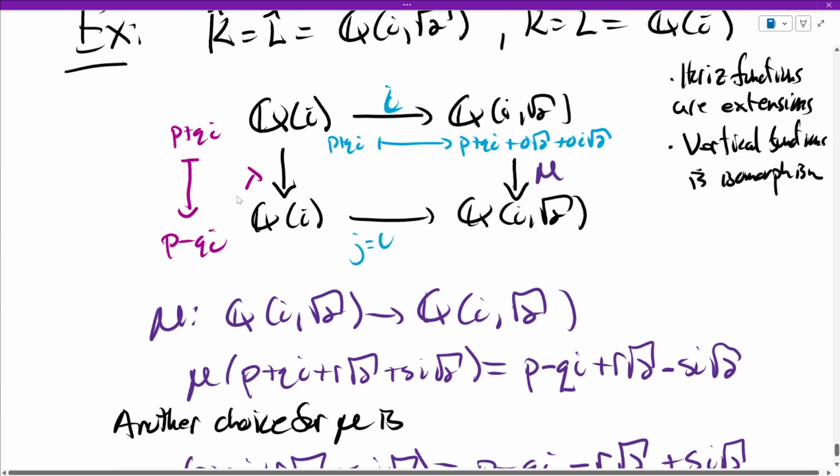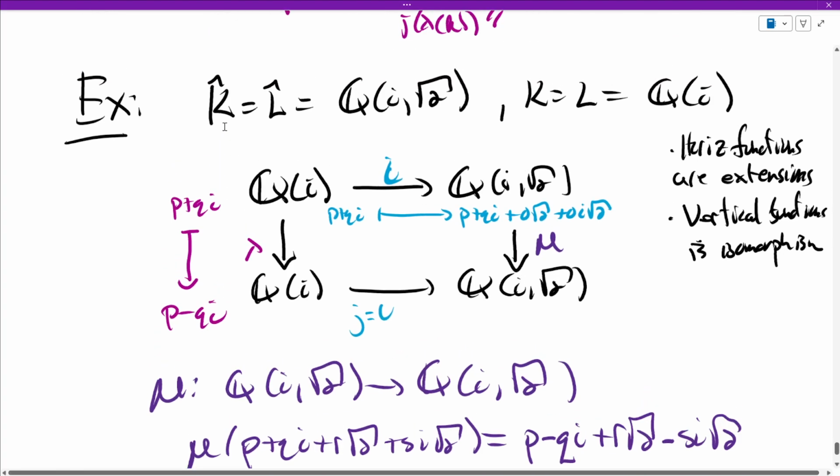My point with this definition is we're going to come back to it later, but I really wanted to introduce this idea of extending functions, extending isomorphisms. And this is an example of extending the isomorphism lambda to an isomorphism of the larger fields.